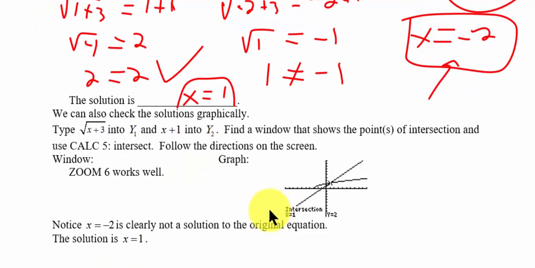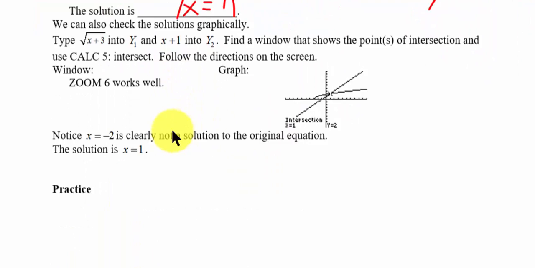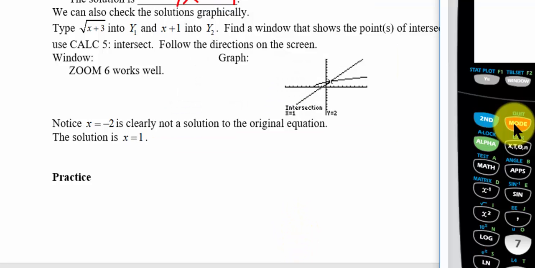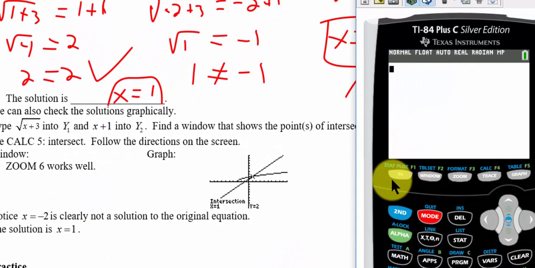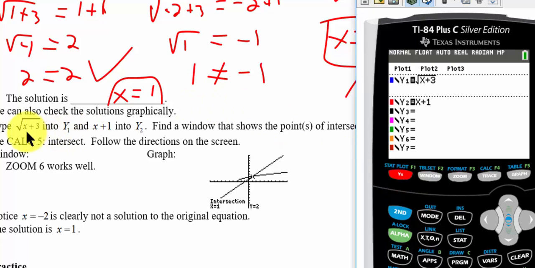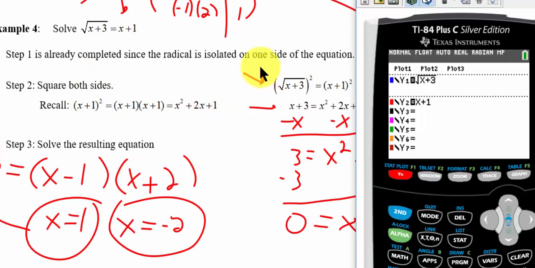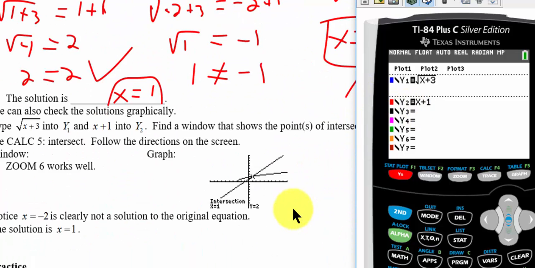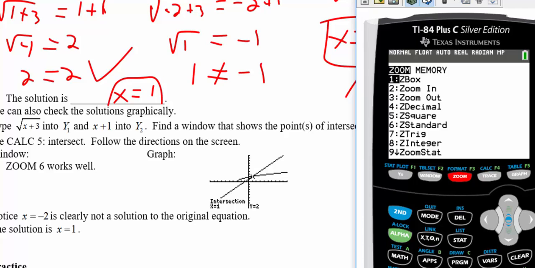Then it does say we can do a quick check graphically, so let's give it a shot here. I open up my calculator, and in y equals, I enter the square root of x plus 3 and I enter x plus 1. That's the right and the left side of the equation, again coming from up here. Square root of x plus 3 is my y1. X plus 1 is my y2. Wonderful. So when we graph this, I'm going to use a standard window, so I'm going to press zoom 6.